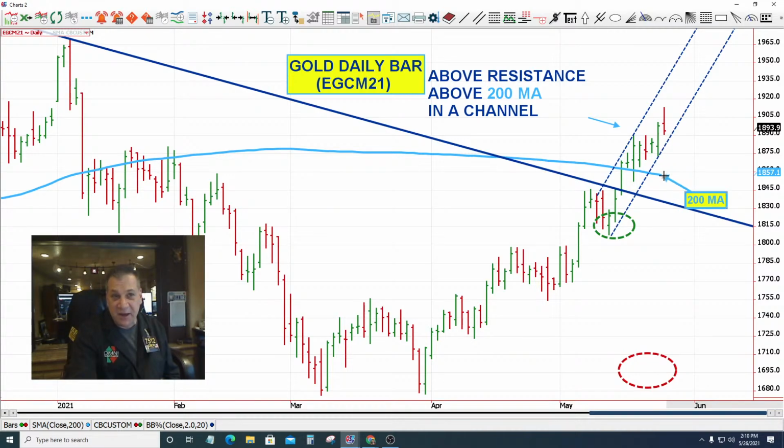Especially if you pull back and maintain above this 200 bar moving average. I think that would be tremendous.